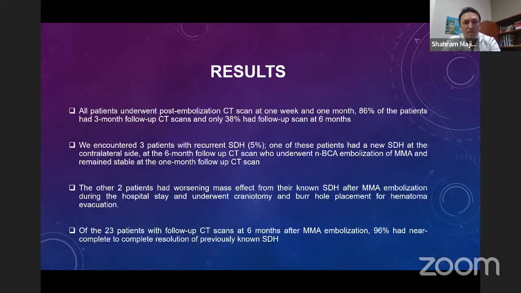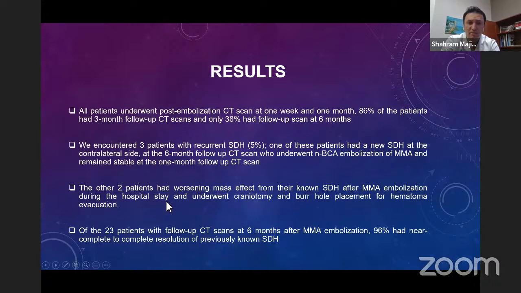So all patients underwent post-embolization CAT scan at 1 week and 1 month, and 86% of the patients had a 3-month follow-up scan, and close to 40% of the patients had a follow-up scan at 6 months. We encountered 3 patients with recurrent subdural hematoma, which is 5% of the cases. One of these patients had a new subdural hematoma at the contralateral side at 6-month follow-up, who underwent NBCA embolization of the contralateral side and remained stable at 1-month follow-up.